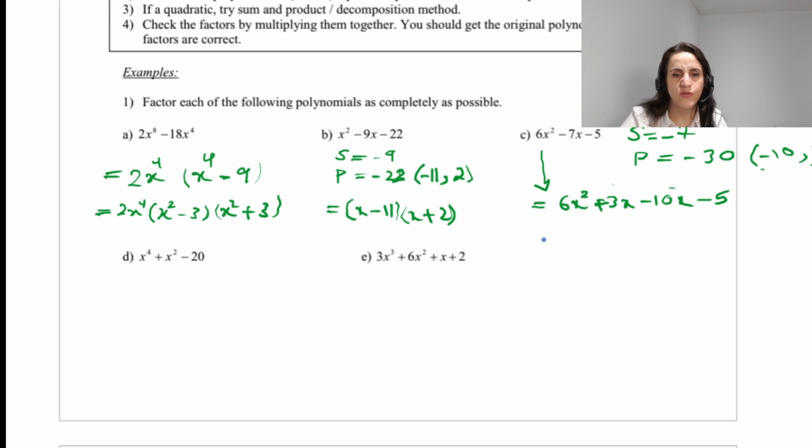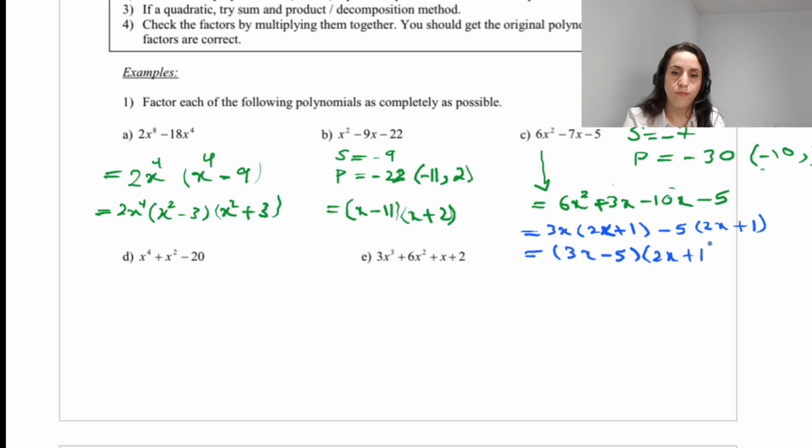Now I'm just using a different color. Let's see. Here, I can factor 3x, 2x plus 1. And here it looks like I can factor negative 5. Now, 2x plus 1 is common between them. That's it.